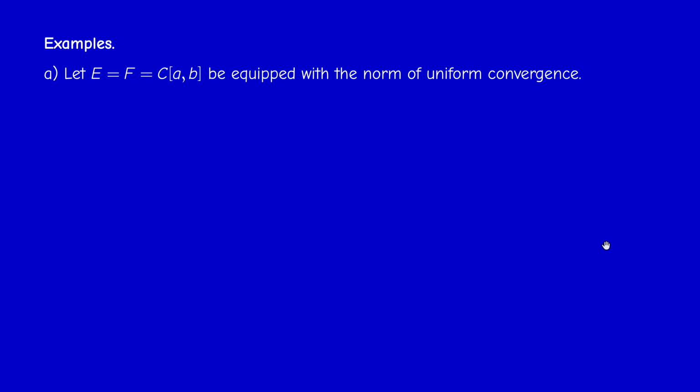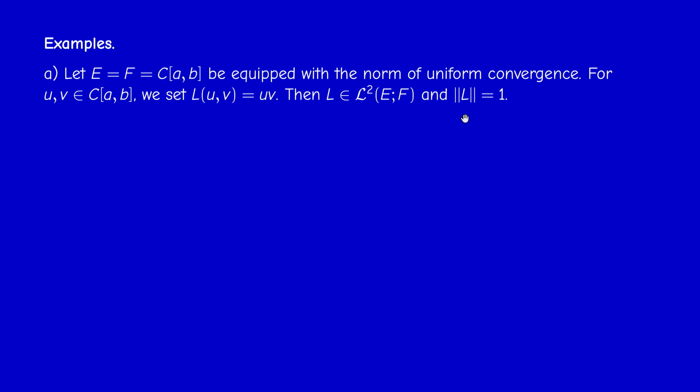Now, examples of bilinear bounded maps. So we take E and F to be the space of continuous functions on a compact interval [a,b], and we equip it with the norm of uniform convergence, which is the same as the sup norm, the infinity norm that you know. And we set, for u, v in the space, L of (u,v) to be the product. So we encountered it before. And now we know that this is bilinear, but not linear, once again. And the norm of L, as you may check, is equal to 1. Okay, prove this as an exercise.